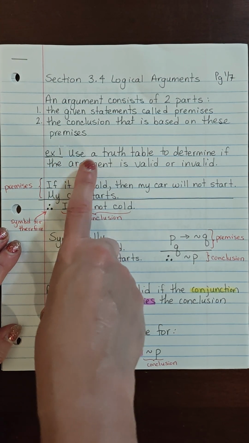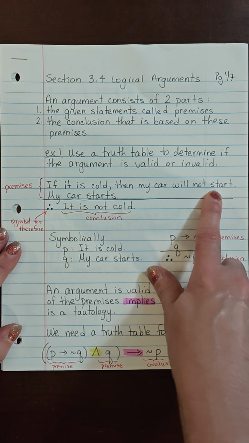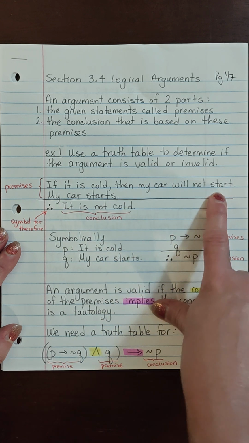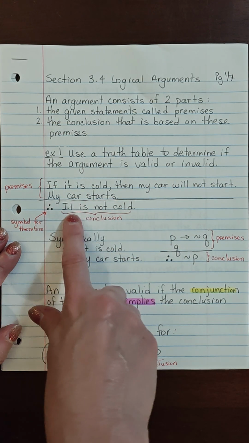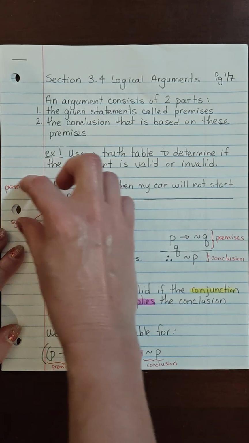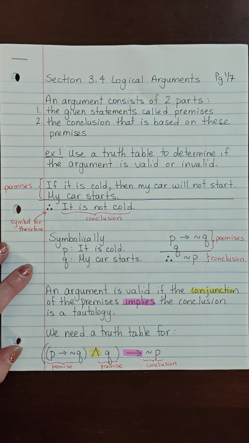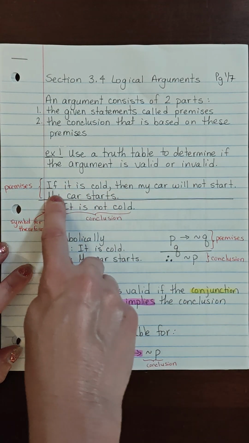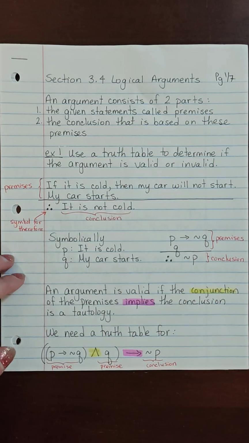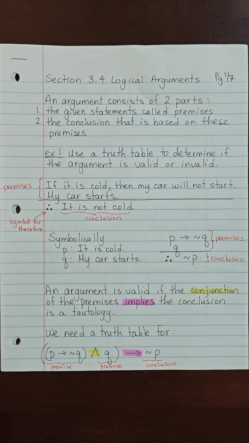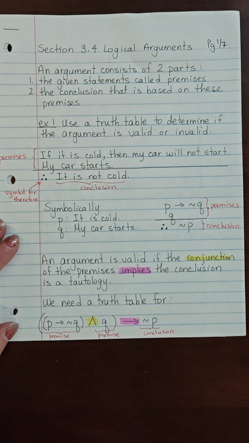Example 1, let's use a truth table to determine if an argument is valid or invalid. Here's my argument. If it is cold, then my car will not start. My car starts. Therefore, it is not cold. Okay, this is the argument. These two things up here are called the premises. This little triangle of three dots is a symbol for the word therefore. It means that there's a conclusion coming. And then this statement after those three dots is my conclusion.